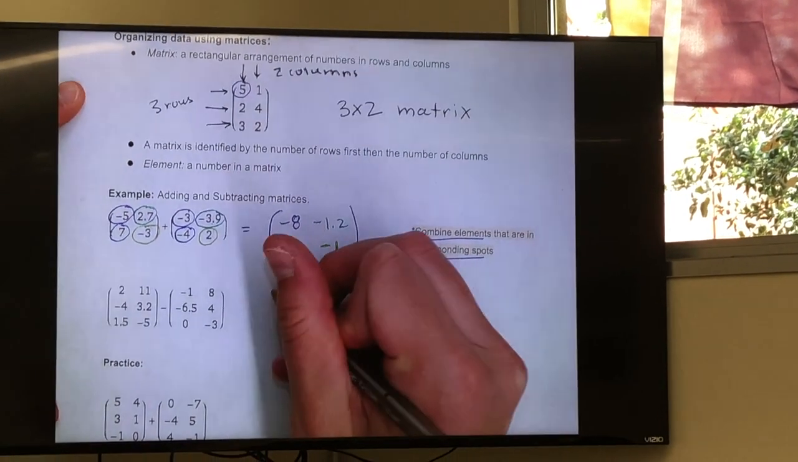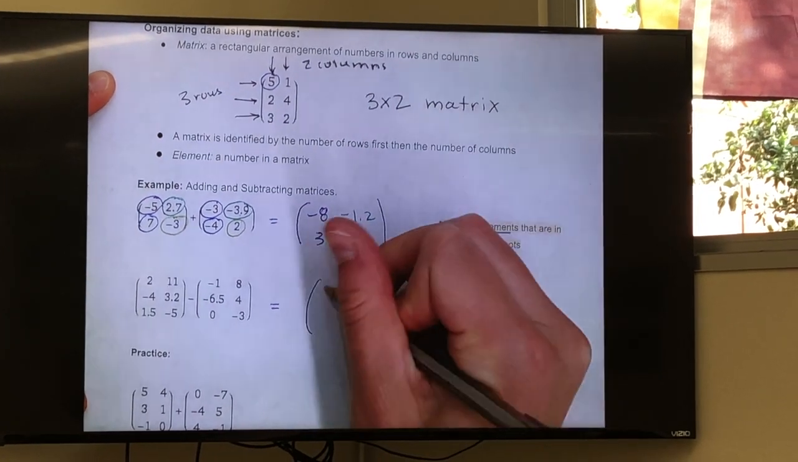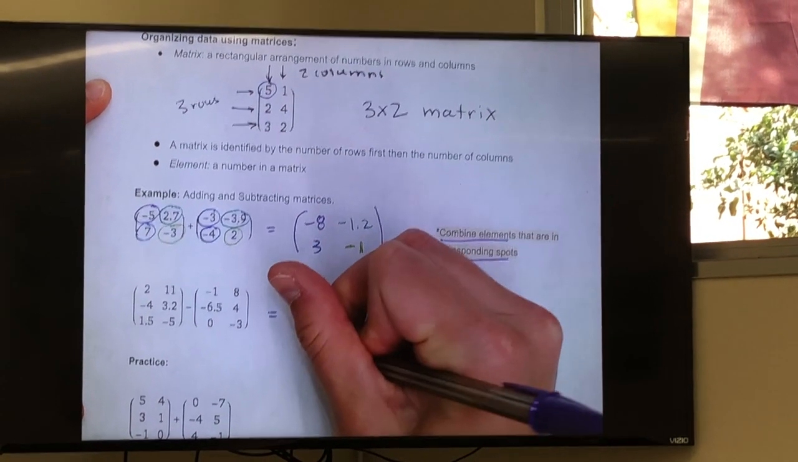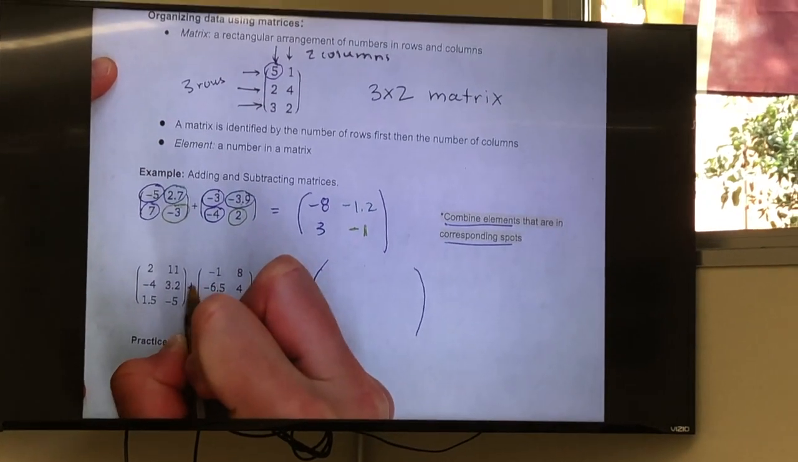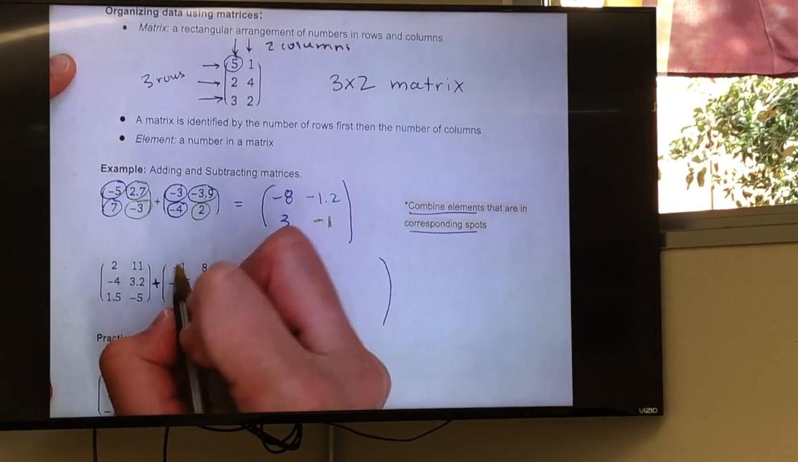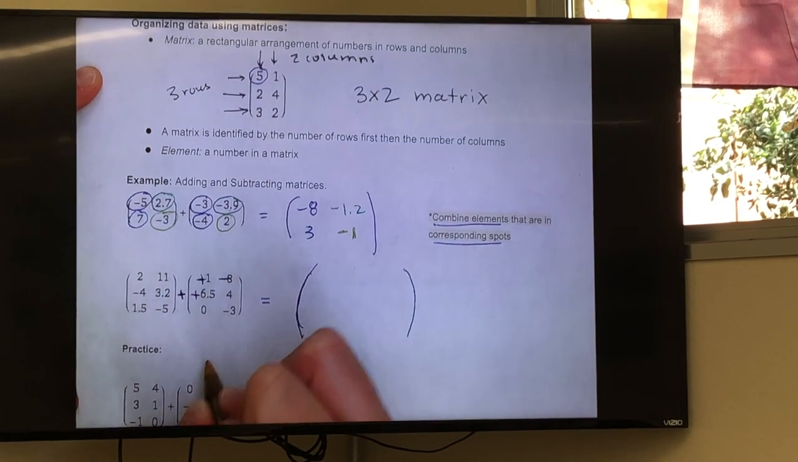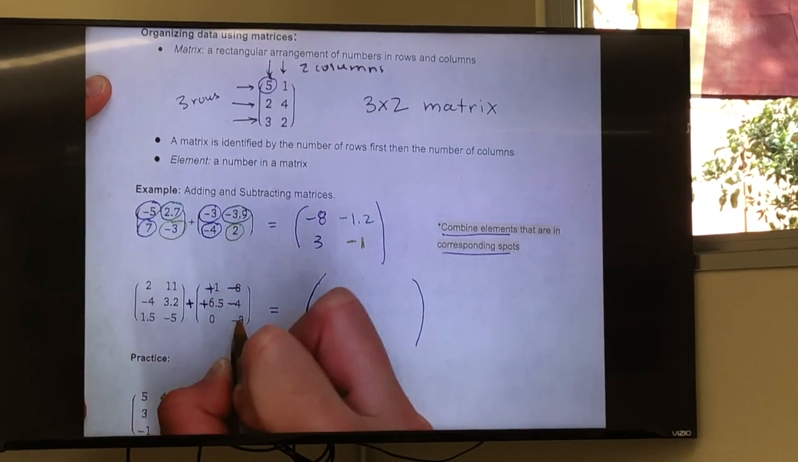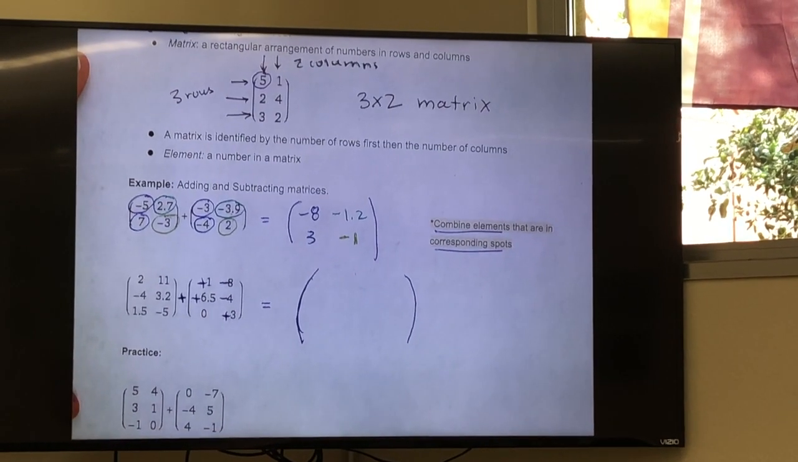So here we go. I'm going to go a little bit quicker here. Oh no, we're subtracting. What are we going to do? Distribute the negative. Change this to a plus just so we can avoid all mistakes, and you change all the signs on the right one. So that would become a positive 1, negative 8, positive 6.5, negative 4, 0 doesn't have a sign, and positive 3. So if you are subtracting, change all the signs.